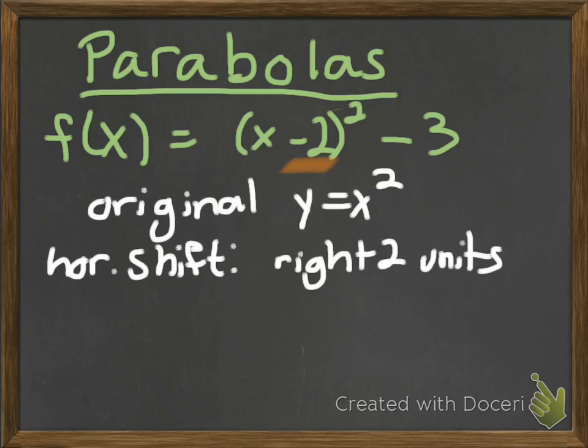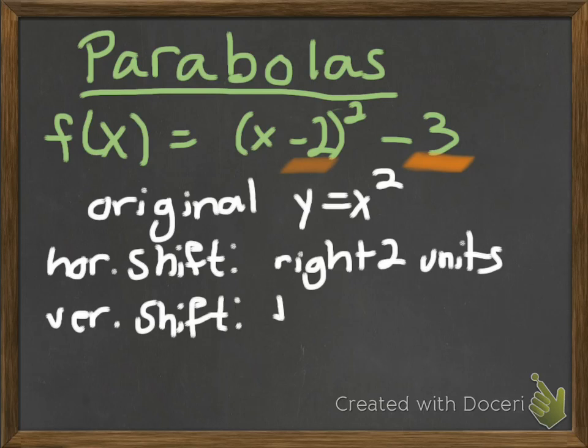Okay, and then my next transformation is this minus 3 outside the parentheses. Now that's going to be our vertical shift. Remember, outside the parentheses stays with the intuition, so the negative really did mean down 3 units. Okay, so those were my different shifts.